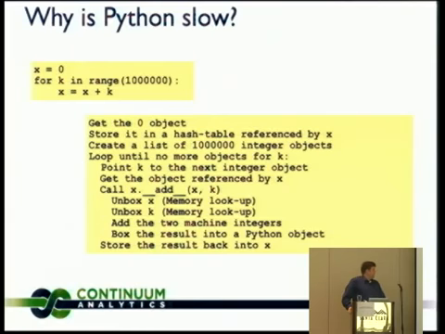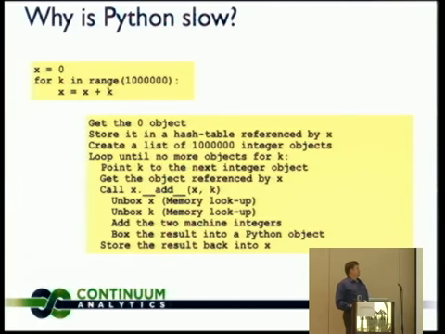Excellent. So this is just a simple loop you might see in Python. For k in range, million, I'm just adding the integers to x. So this is what that translates to, more or less. You get a 0 object out of memory, store it in a hash table referenced by x, create a list of 1,000 integer objects. Now that means creating a list with another 1,000 objects. Some of those are optimized, some of those integers are already pre-allocated, and you're just pointing a pointer to those, but others you have to create.